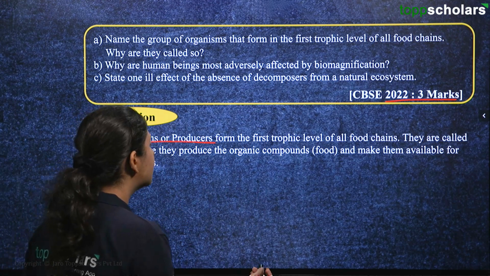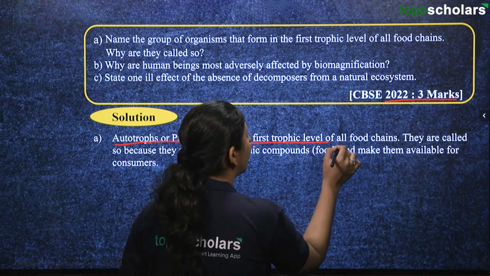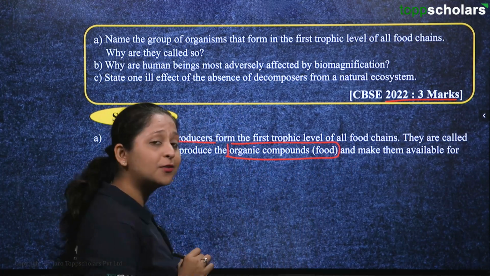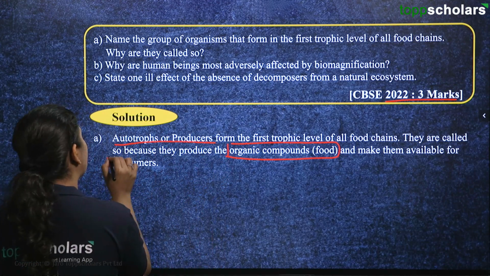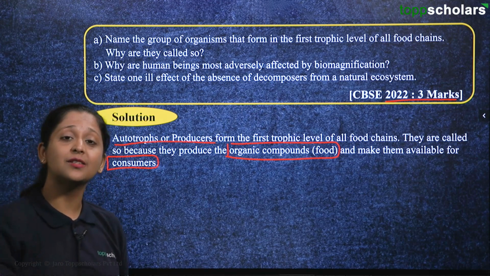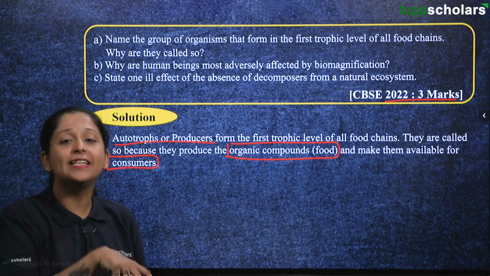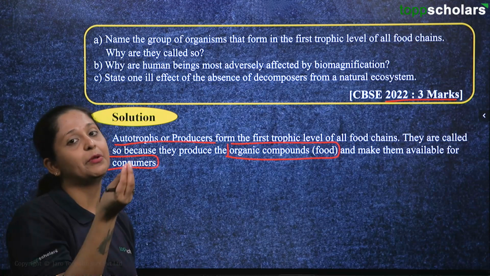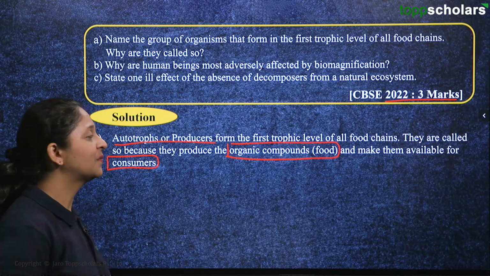They are called producers because they are producing the organic compound. They are producing the food by doing photosynthesis, and that is made available for the consumers. We are the consumers. We consume plants. Other organisms consume plants. So all of these are consuming the plants. That's why we call them producers.